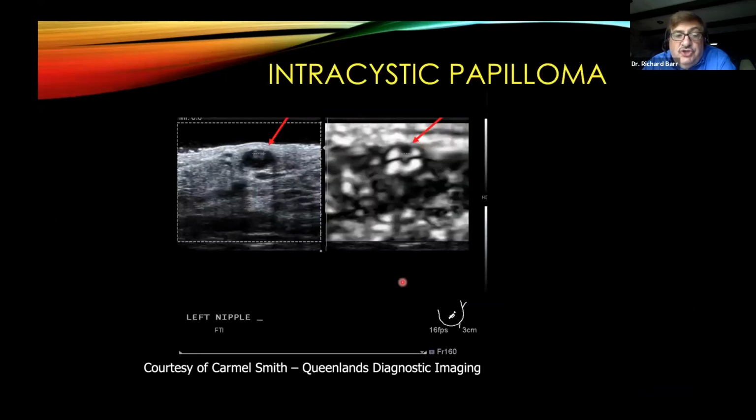We were always concerned with the bullseye artifact that we would miss cystic renal masses versus complicated cysts. And this is actually from the multi-center trial. This is a 2-millimeter papilloma.